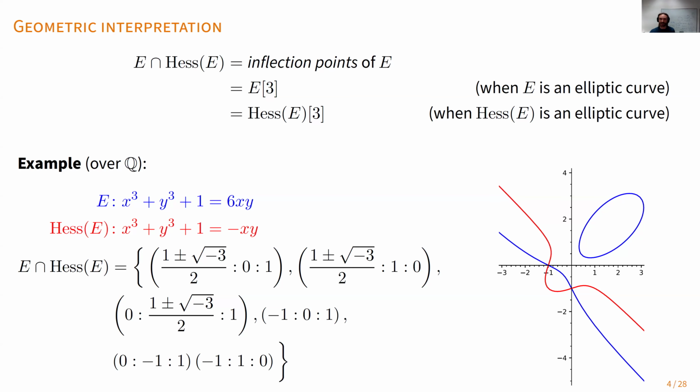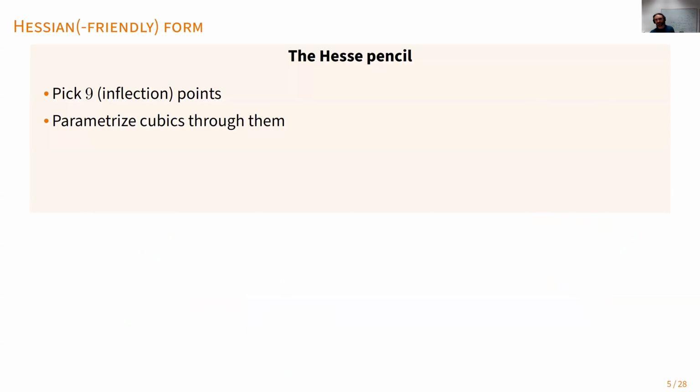Because in this way, the Hessian will still pass through these 9 points. And this is actually the idea behind the definition of what is not by chance called the Hesse pencil. So the general way to construct the Hesse pencil is that you pick 9 points. You have to be a little careful on how you choose the points. But the usual choice is just to pick the inflection points of a starting elliptic curve.